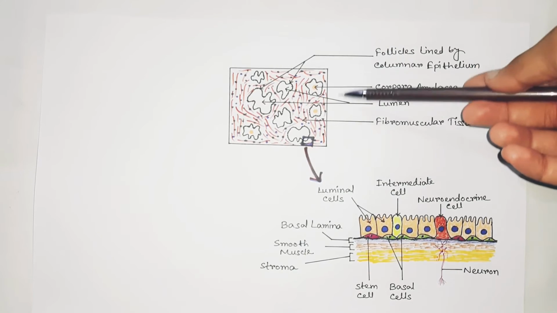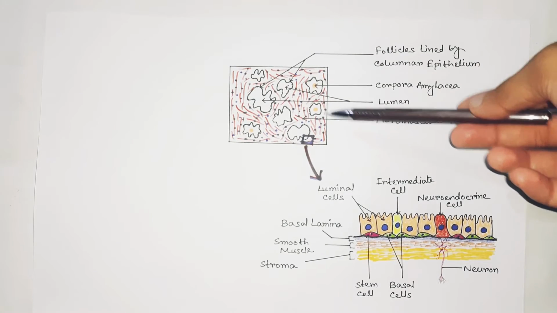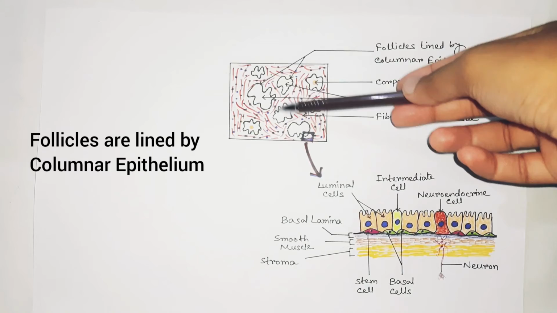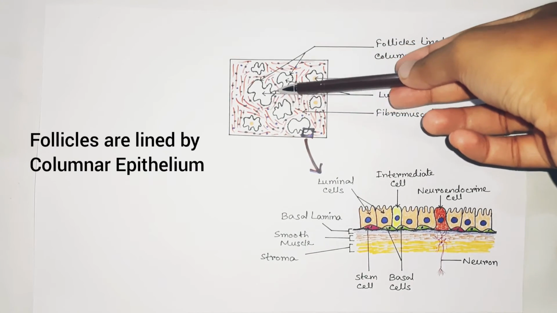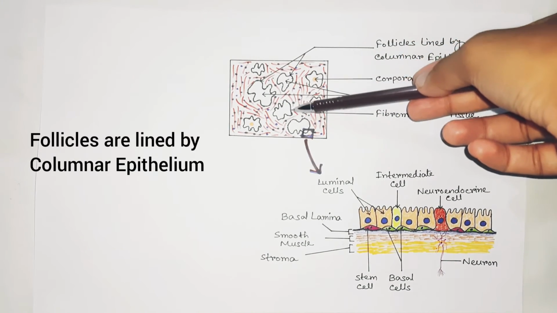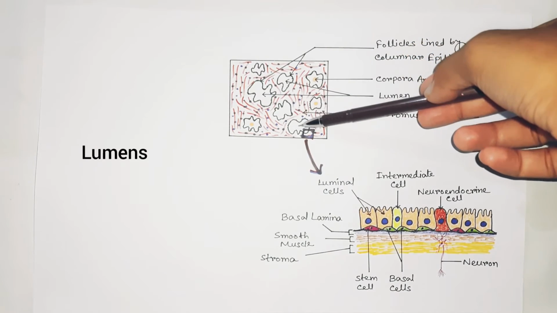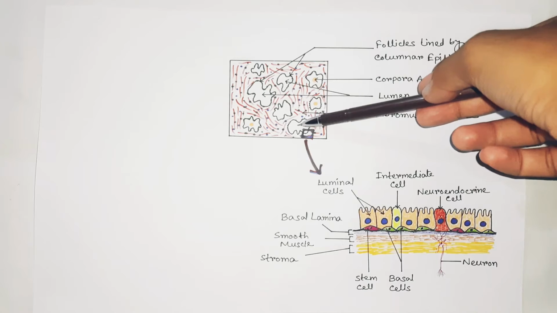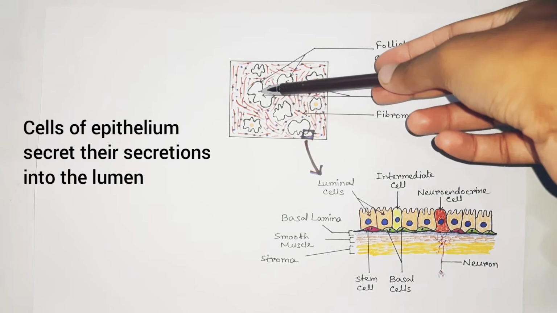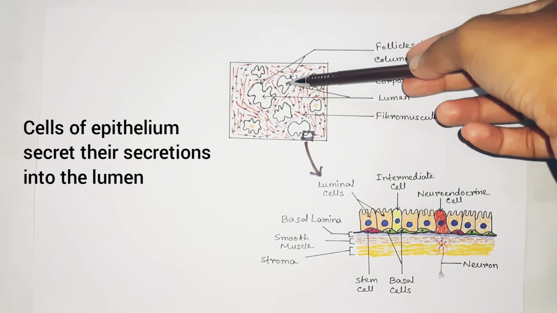This is a sectional view of the gland. These are the follicles. The follicles are lined by columnar epithelium. These are lumens of the follicles. The cells of the epithelium secrete their secretions into the lumen.